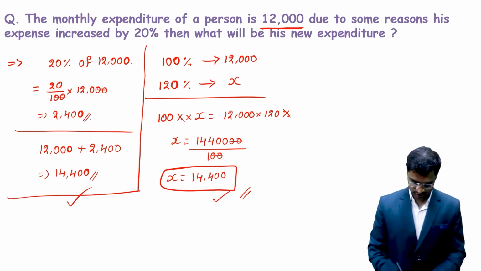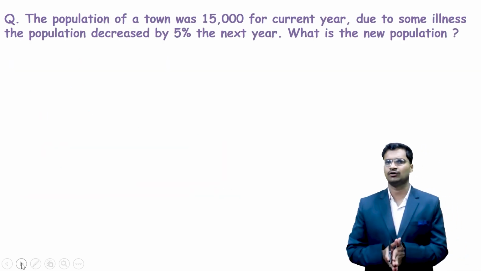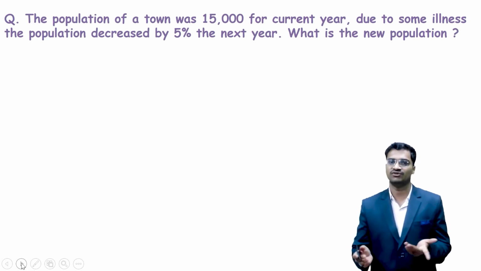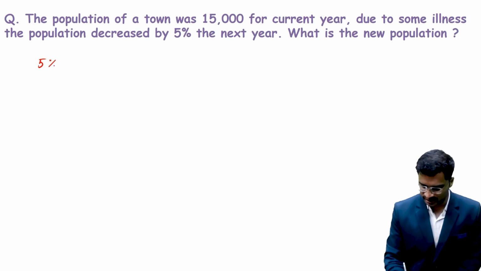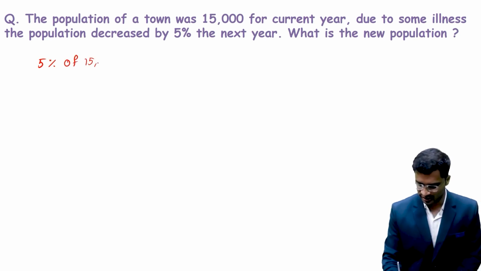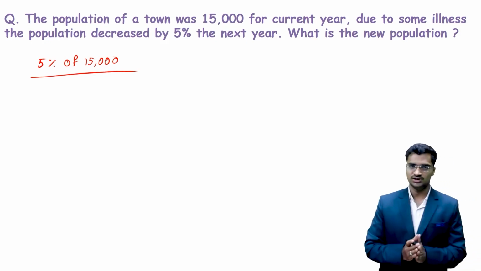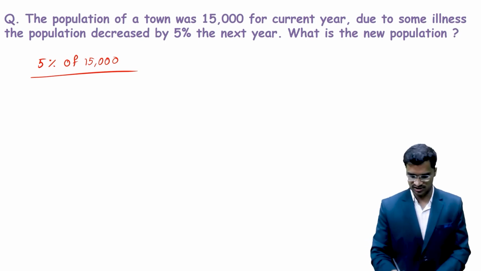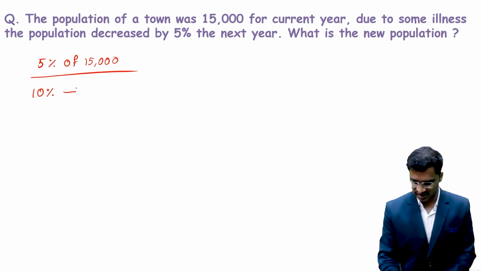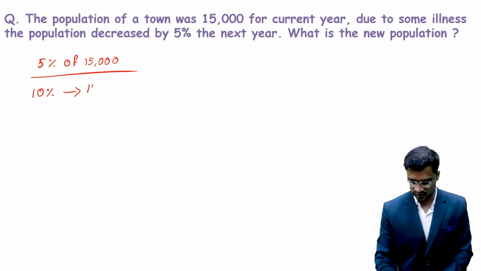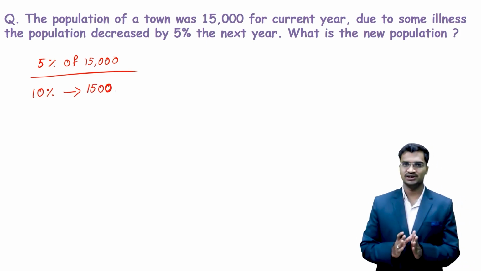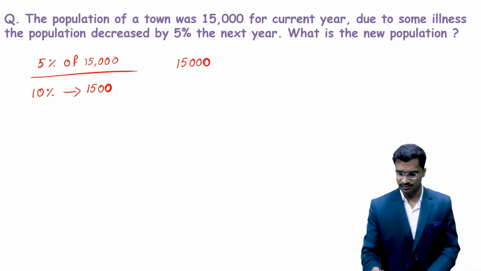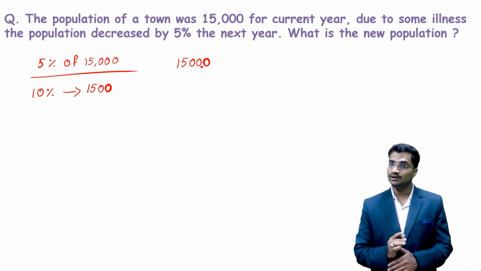Okay. Now coming to the next question. The population of a town was 15,000 for the current year. Due to some illness, the population decreased by 5%. So the decrease in population was 5% of 15,000. You can solve this particular equation, or I can simply solve this in an effective way. I know that 10% of 15,000 is what? 1500. So 1500 is 10% of 15,000.